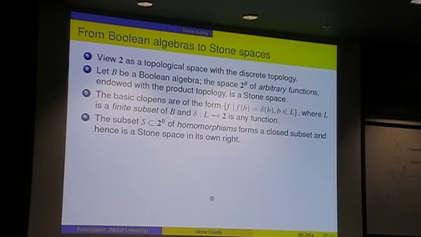So you construct a Stone space from a Boolean algebra by looking at it as homomorphisms. But remember, these homomorphisms are ultrafilters. So we can identify S with the space of ultrafilters of B. So this is another way of presenting this space.